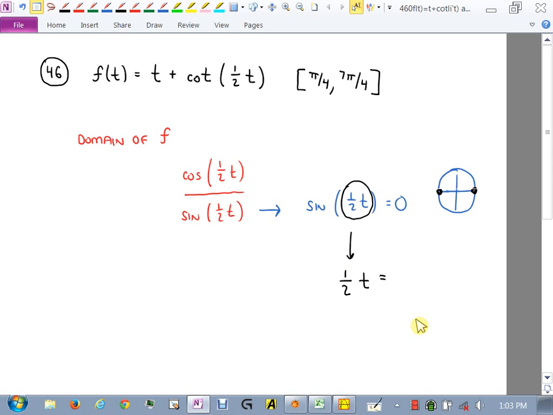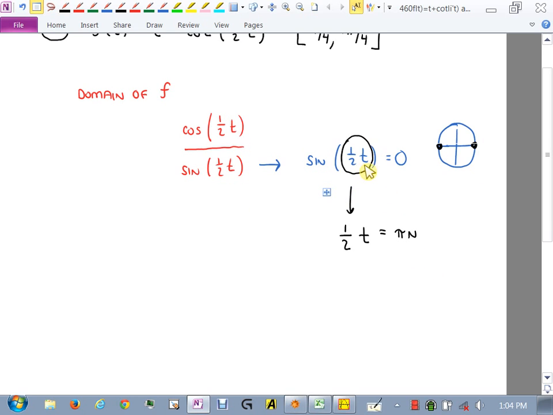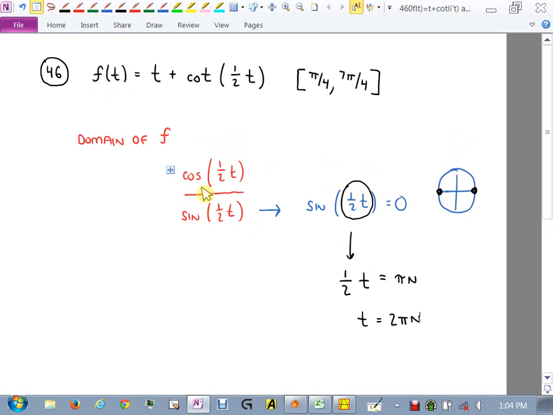What's the general solution of these 2 points? 0 plus pi k, or pi n, right? We did that last class. So I could just say pi n. So the argument, that's the angle in here, has to be equal to some multiple of pi. I multiply both sides by 2, and I get 2 pi n. So that means if t is any multiple of 2 pi, this function is undefined, isn't it? This is undefined if t is a multiple of 2 pi.